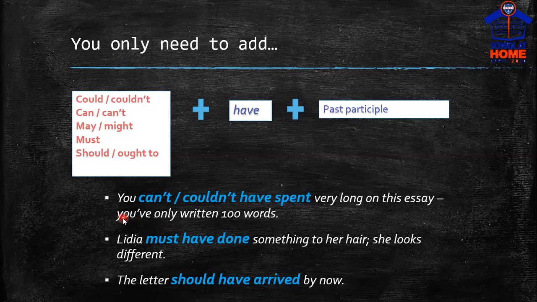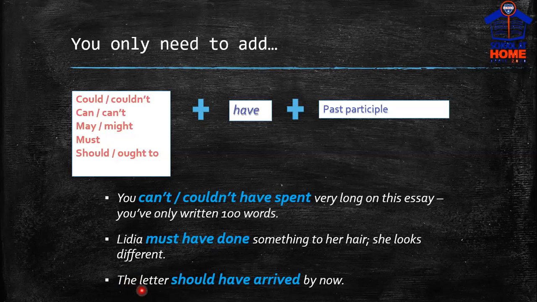For example, you can't or you couldn't have spent very long on this essay. You have only written 100 words, okay? So this is the way you're going to form it, okay? You have to know the past participle of some verbs for you to complete the sentence. For example, it says, Lydia must have done something to her hair. She looks different. We are assuming that she has done something because she doesn't look the same.